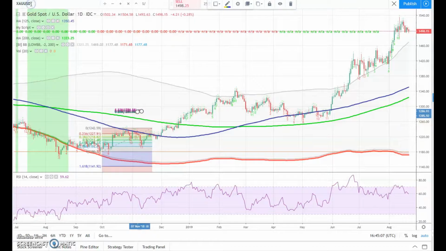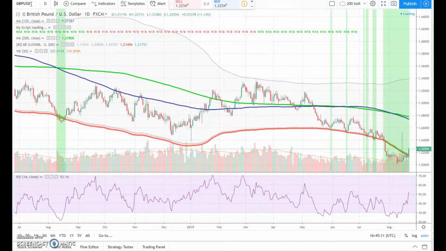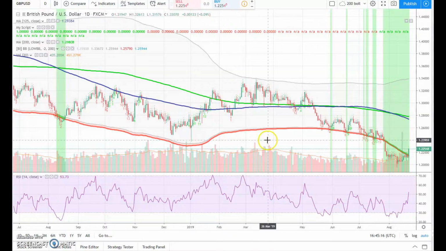Maybe with the recent Brexit talks, the sterling has been going lower.